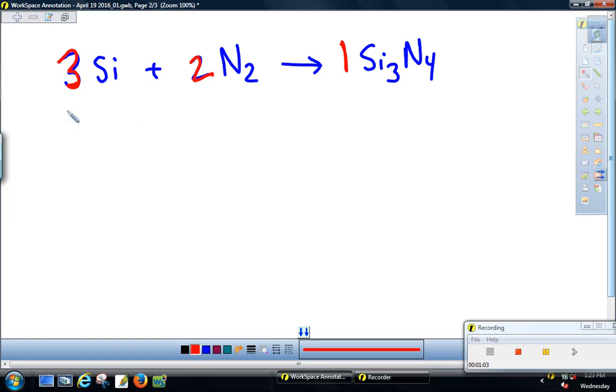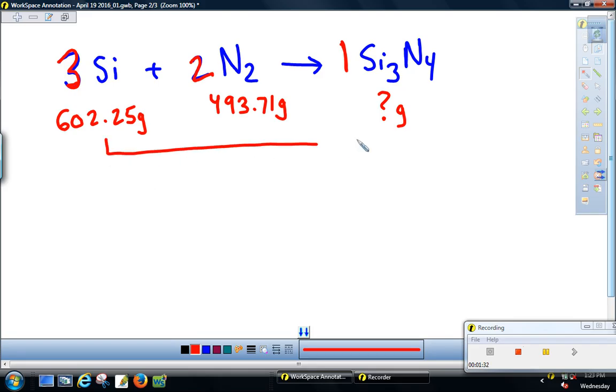So the question from our packet is this. We have 602.25 grams of silicon reacting with 493.71 grams of nitrogen, and our job is to figure out how many grams of product will form. Remember, in a limiting reactant problem, we have to look at how much each reactant is able to produce separately. So we have two different stoichiometry problems to take care of. Let's start out with the silicon.